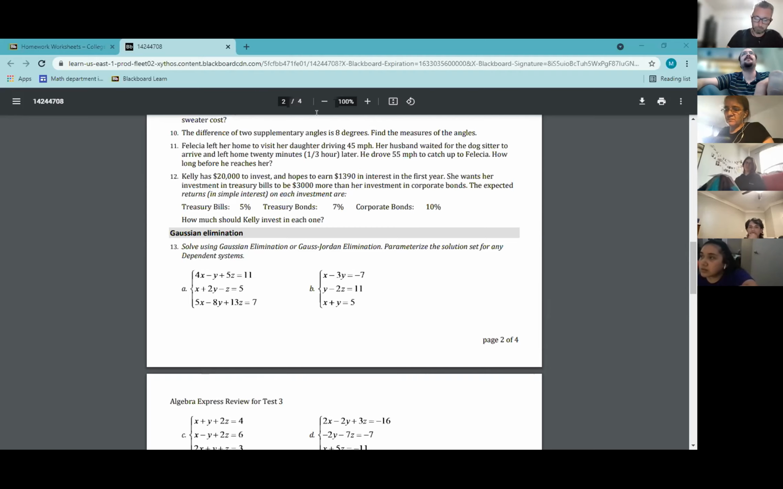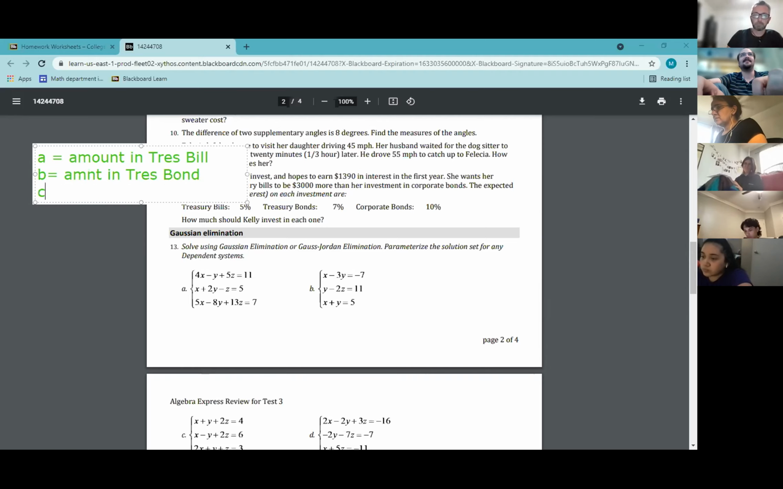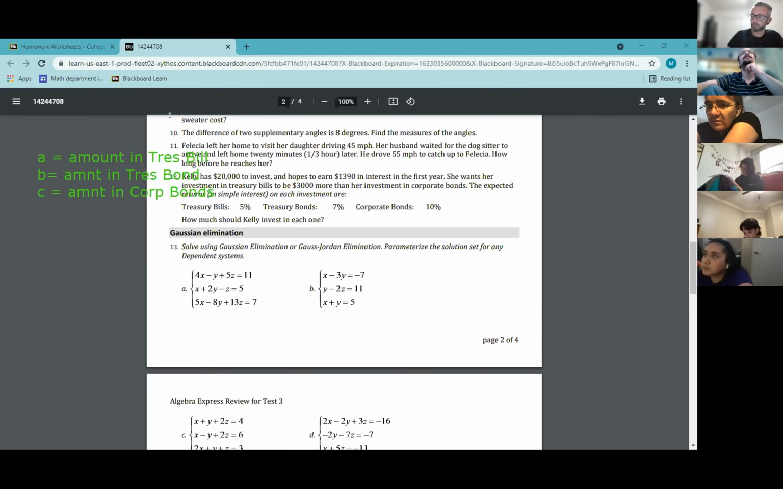And this one, yeah, you could use just A and B. So I'm trying to define my variables first. A is the amount in treasury bills. B is the amount in corporate bonds. I would do C as the amount in the third account. Are you saying there's three accounts just because there's another variable with the percentage on the bottom? Yeah, it says she's hoping to.